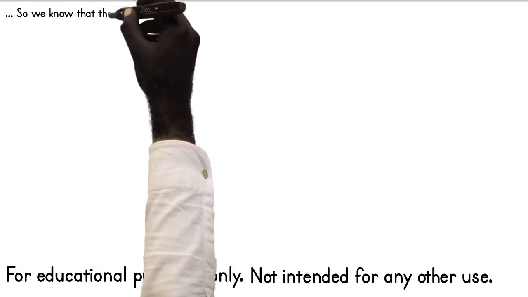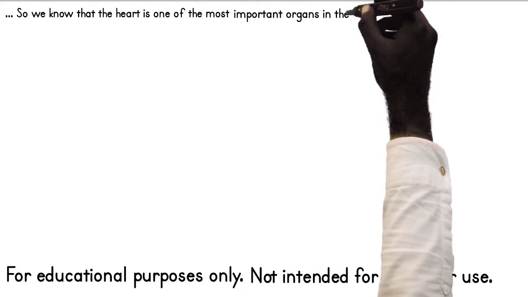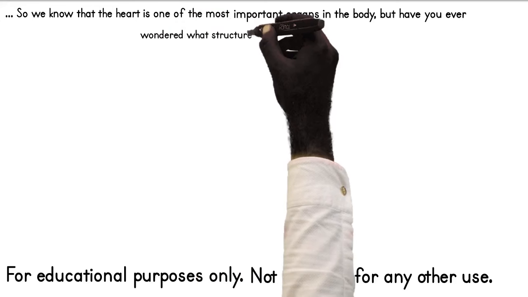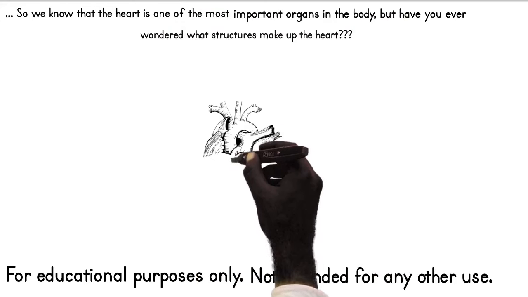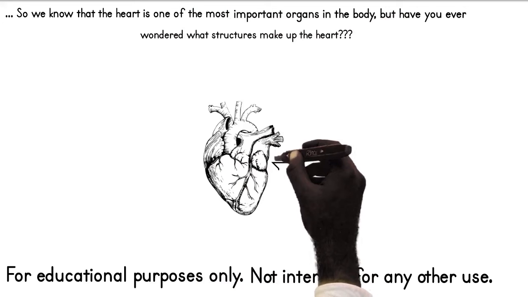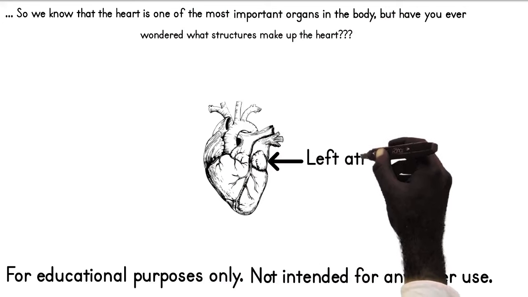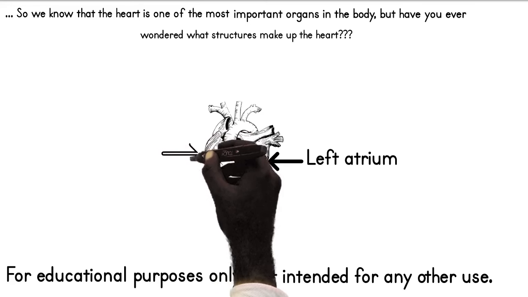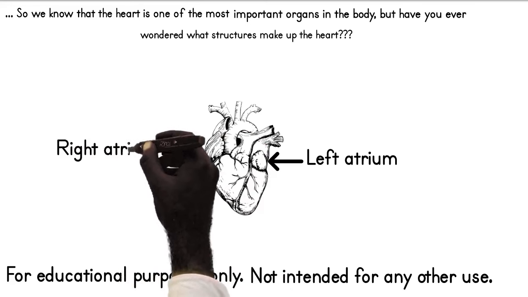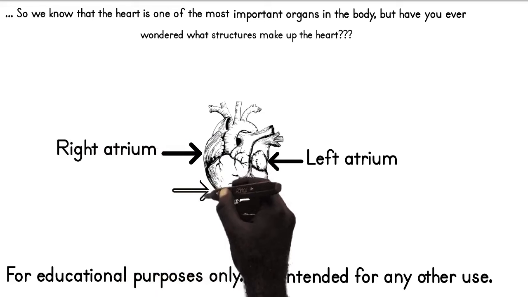We know that the heart is one of the most important organs in the body, but have you ever wondered what the major structural components of the heart are? The heart is made of four major chambers. These are the left atrium, the right atrium, the right ventricle, and the left ventricle.